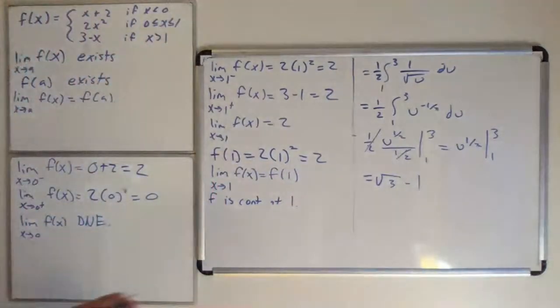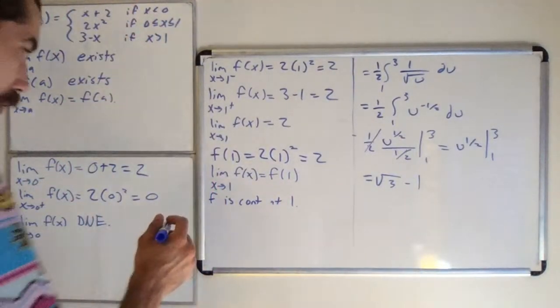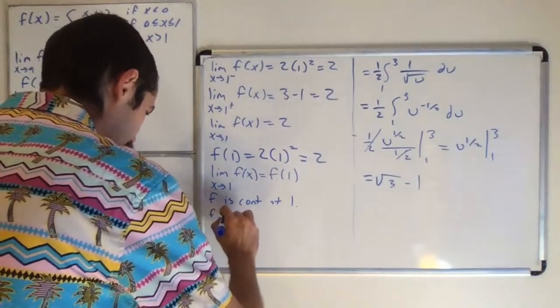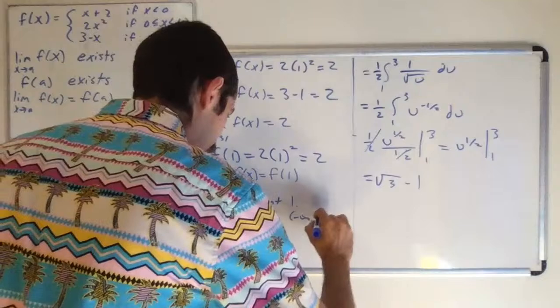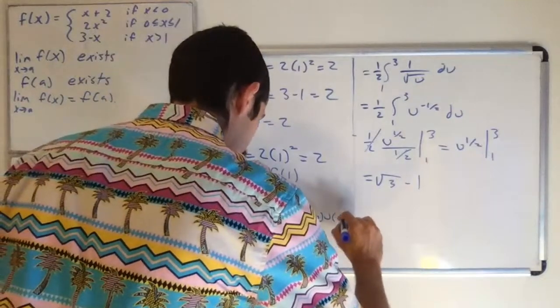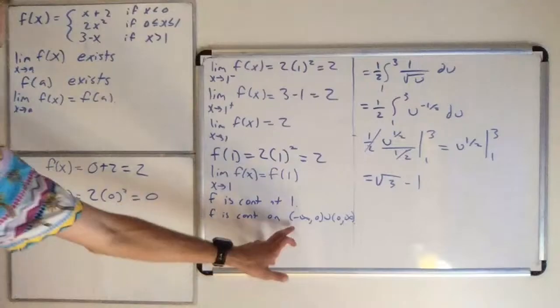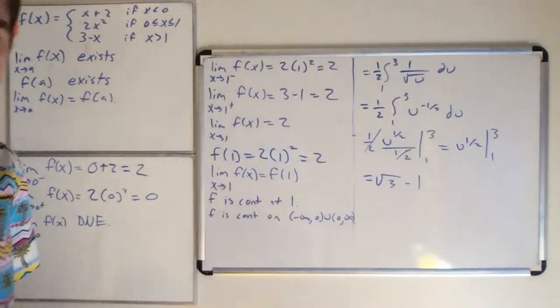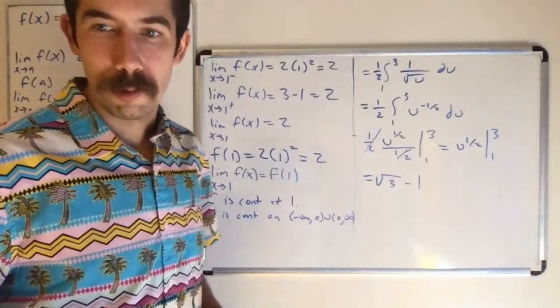And in fact, it's continuous everywhere except for at 0. So f is continuous on negative infinity to 0, union 0 to infinity. Another way you could write this is when x doesn't equal 0. Again, I'm not too particular with notation.